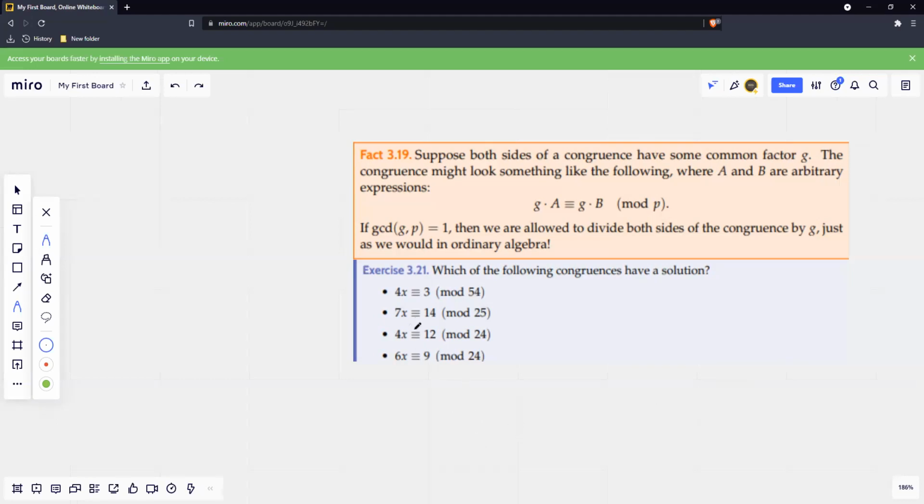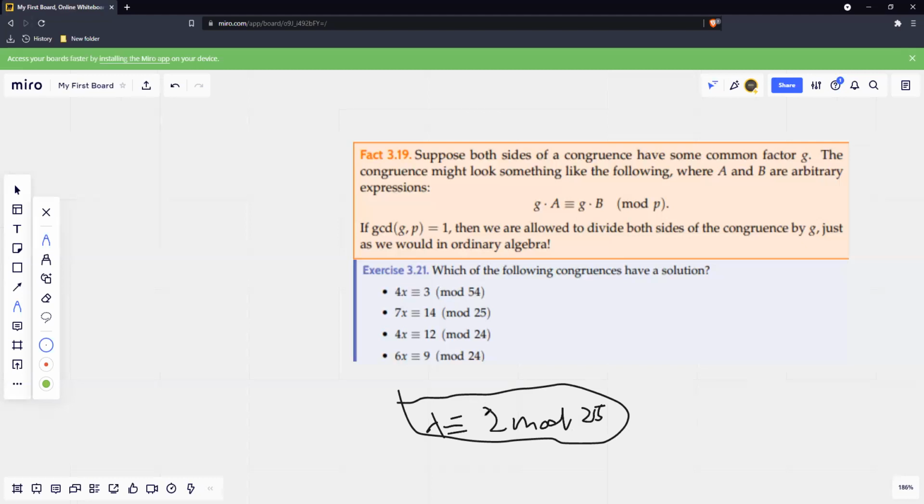Here we can actually use the division thing we just learned. Both of these have a common factor 7, and 7 and 25 have a GCD of 1. Therefore, we can divide by 7, giving us x is congruent to 2 modulo 25. And that was really quick. We just got a solution: x is congruent to 2 modulo 25. And we did nothing wrong here. 7 and 25 are co-prime, so there shouldn't be another solution.